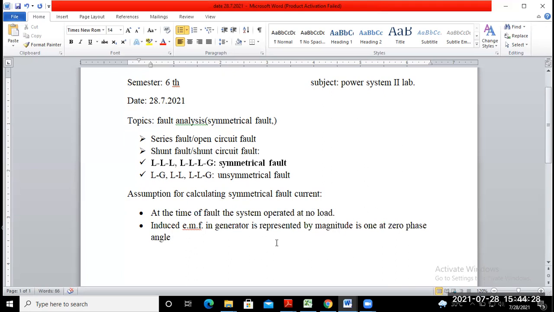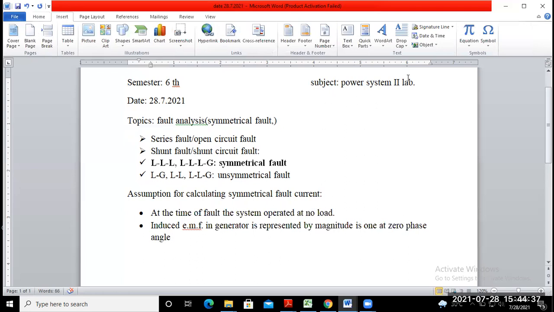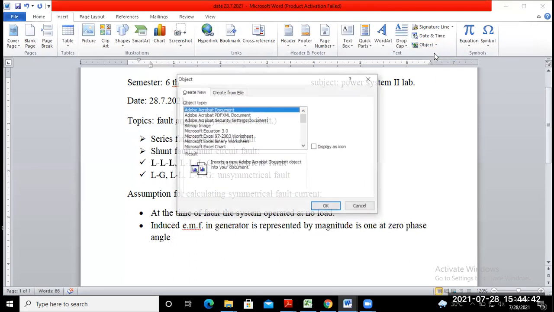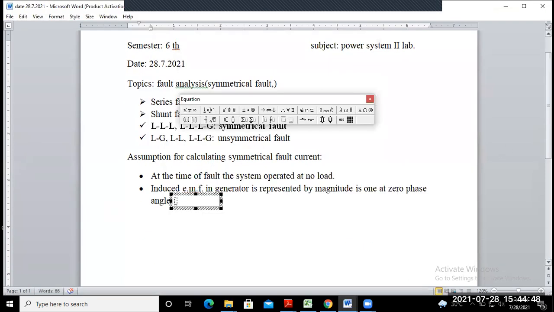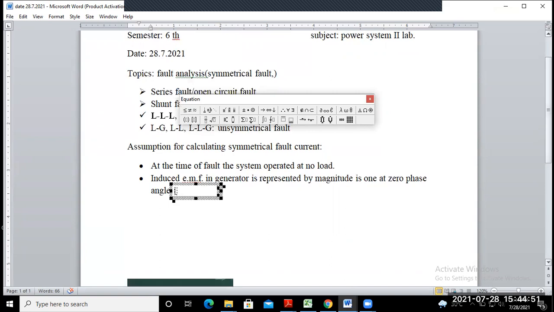So it may be represented in mathematical equation form. That means E equal to 1 at 0 degree in per unit. We will represent the induced EMF by capital E. So let's write here: capital E equal to magnitude 1 at an angle of 0 degree, represented in per unit.